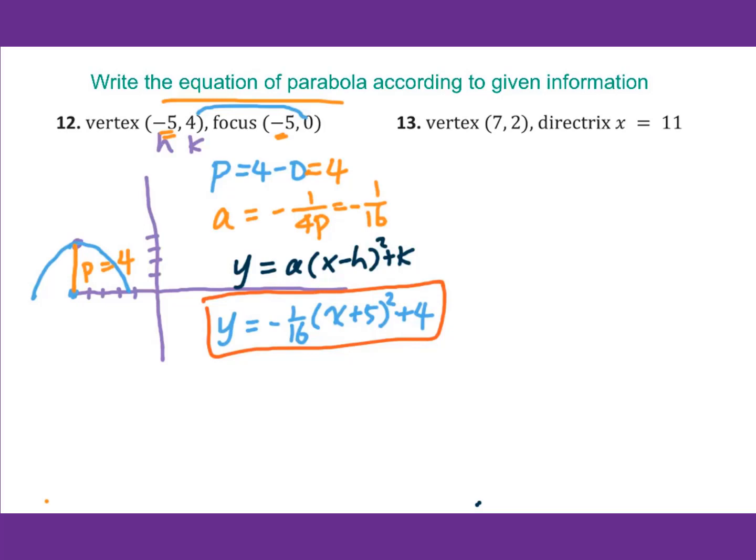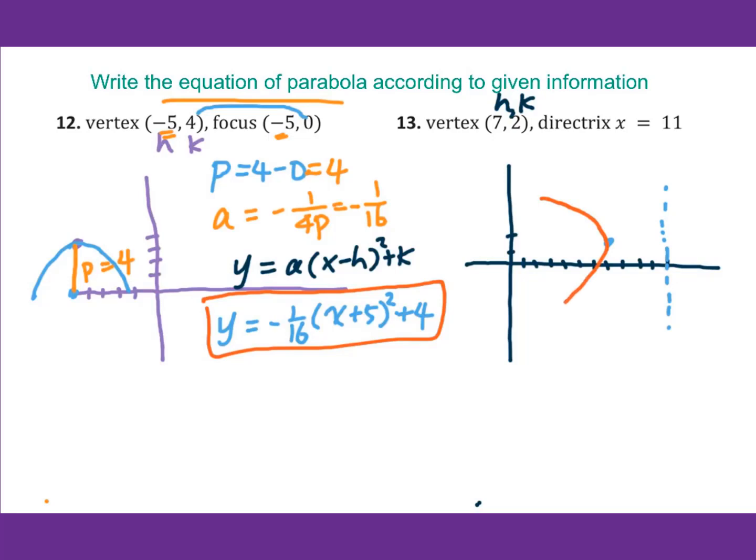For number 13, we are given the vertex. That means we already know h, k. We are given the directrix. Therefore, let's sketch the graph. 1, 2, 3, 4, 5, 6, 7, 8, 9, 10, 11. For the vertex, that's (7, 2), yeah, it's here. Directrix, x equals 11. You can predict the graph like this.